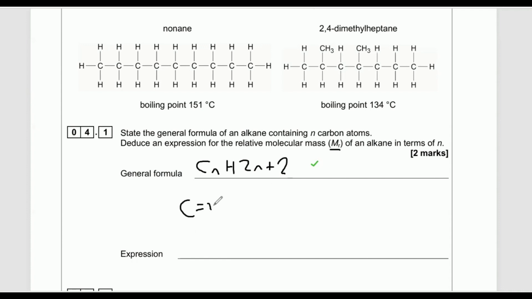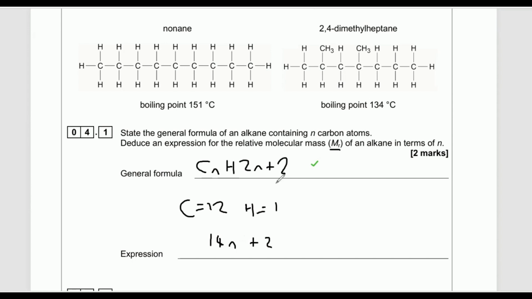Carbon is 12, isn't it? Hydrogen equals 1, but we've got 2 of them. So technically, if you had 1 carbon, you'd have 12 plus 2 for the 2 hydrogens. So that's 14n plus 2. So yeah, 14 times n plus 2. So 14 times 1 plus 2.